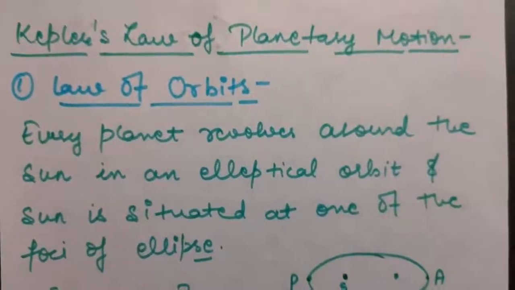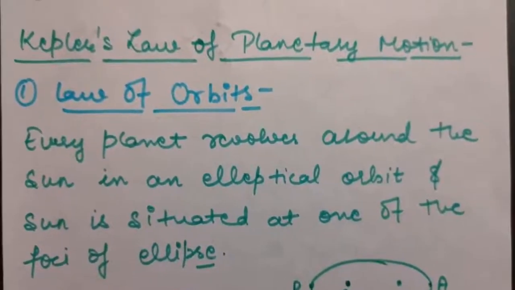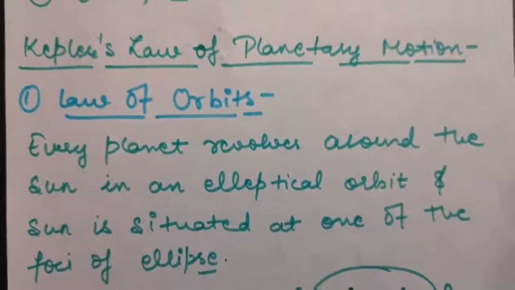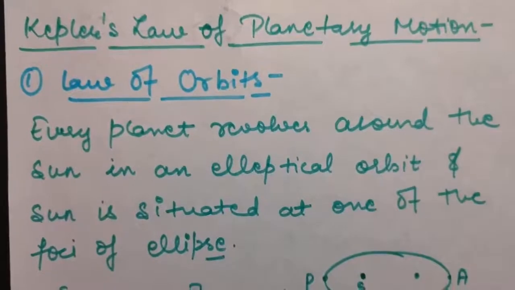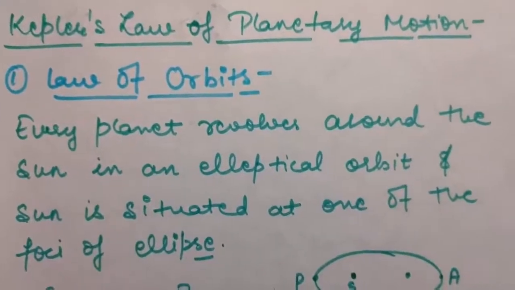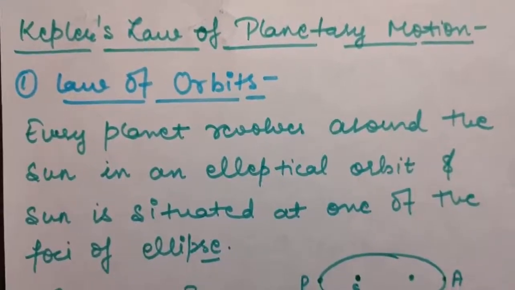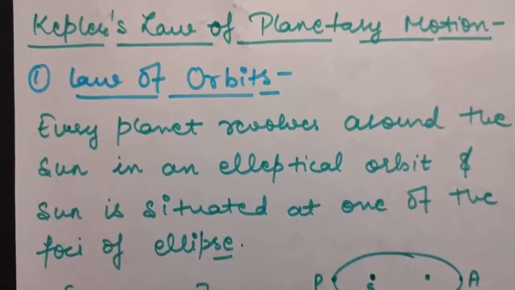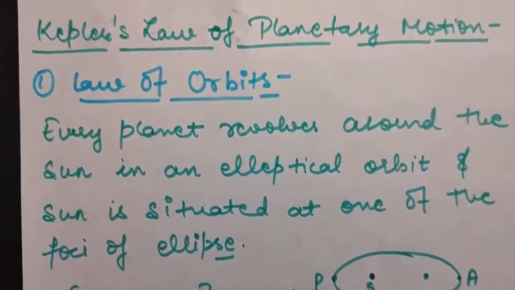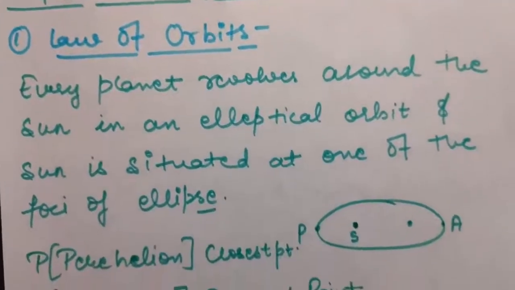Okay, so the next is Kepler's law of planetary motion. As is clear by the name, Kepler's laws are valid for planetary motion, that is the motion of the planets. There are three of Kepler's laws. The names of the laws are law of orbits, law of areas, and law of periods. First of all, let us see the law of orbits.